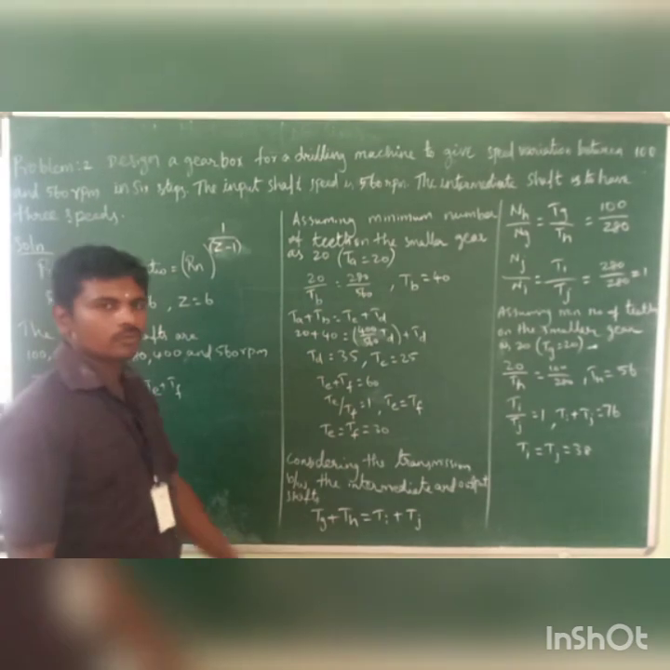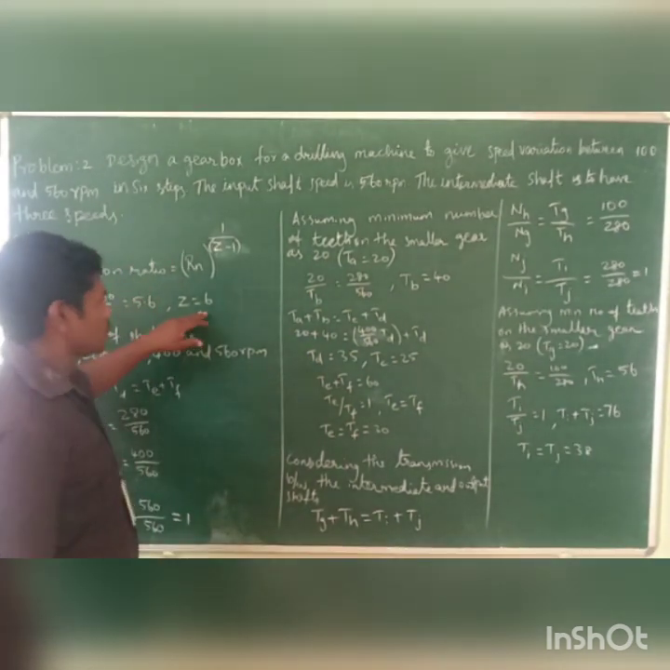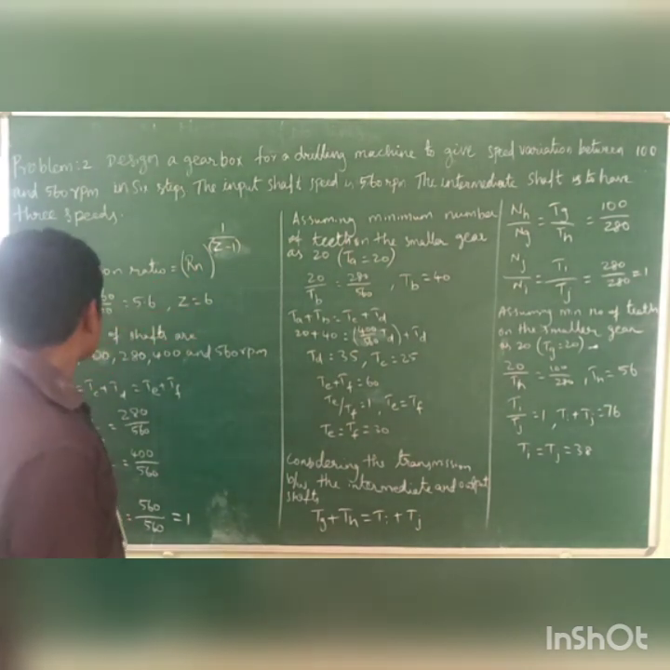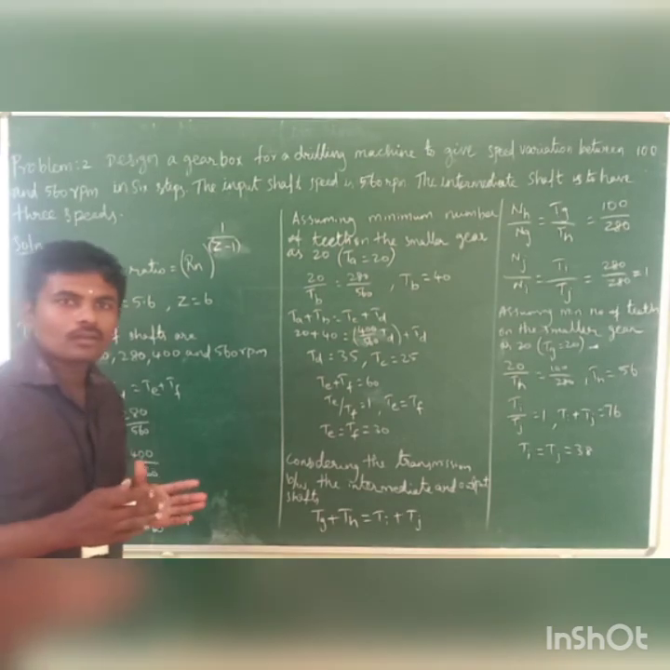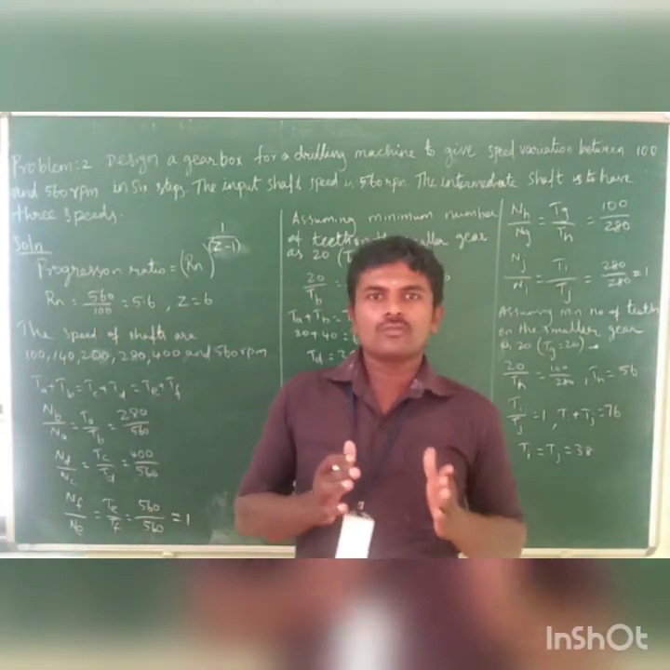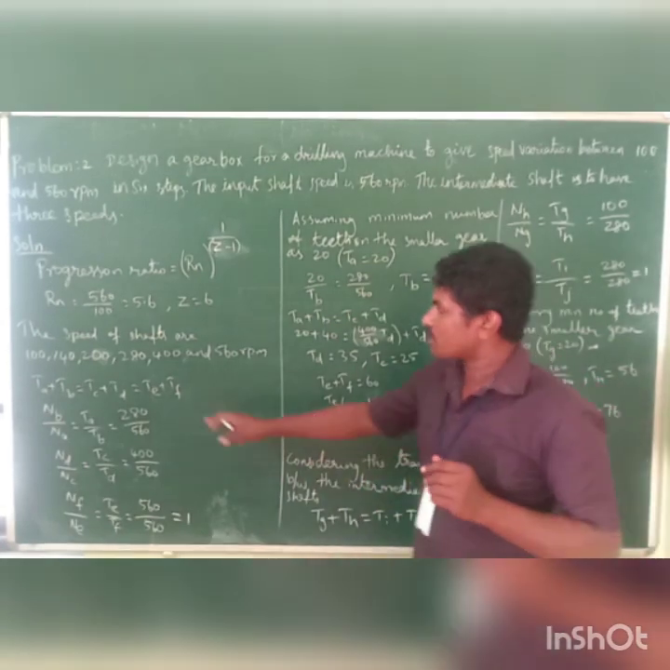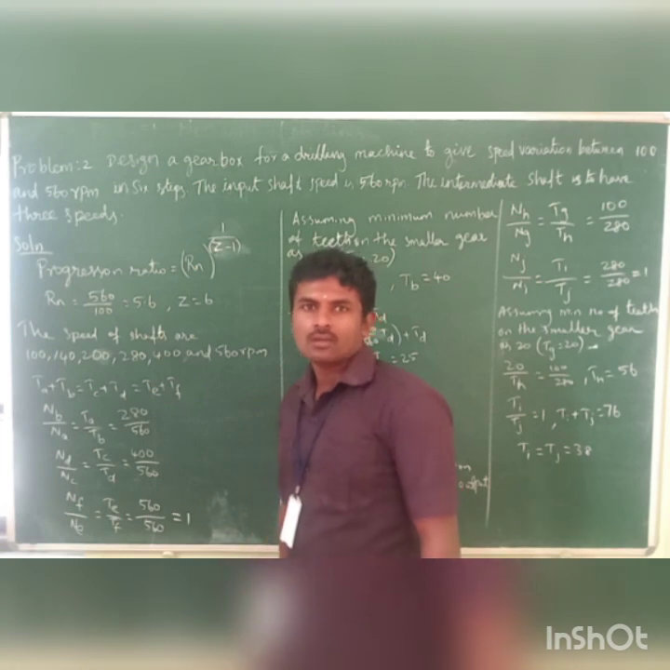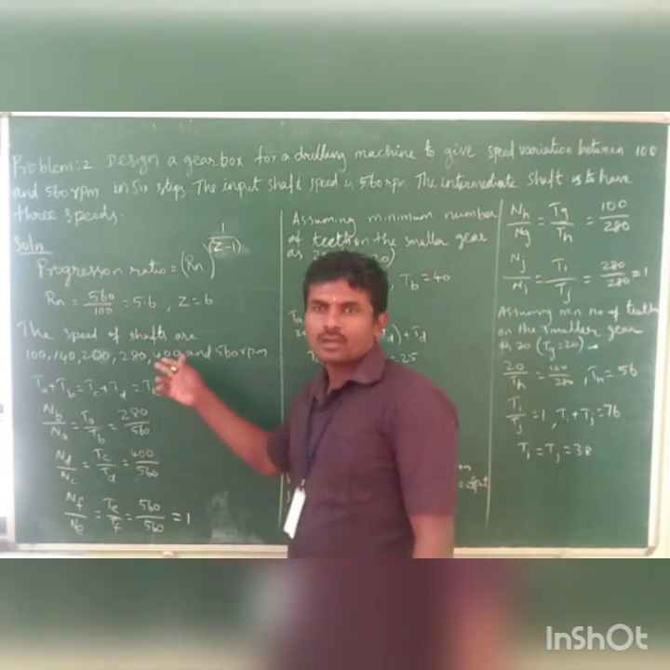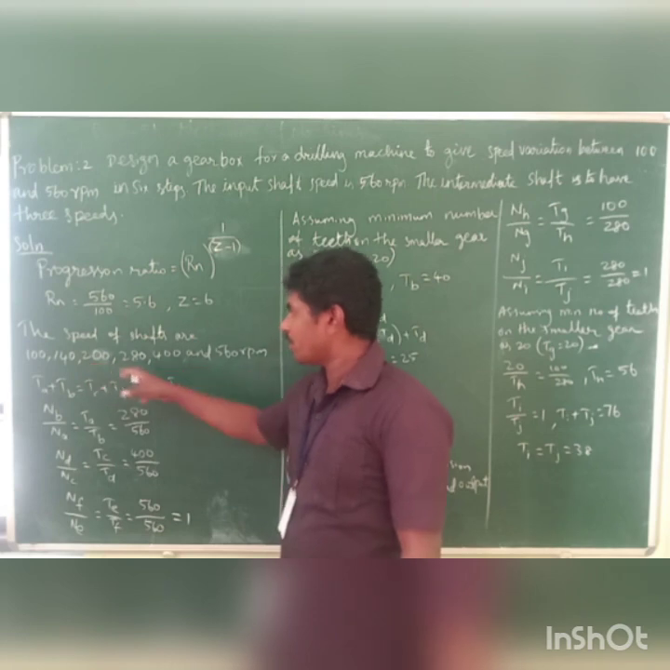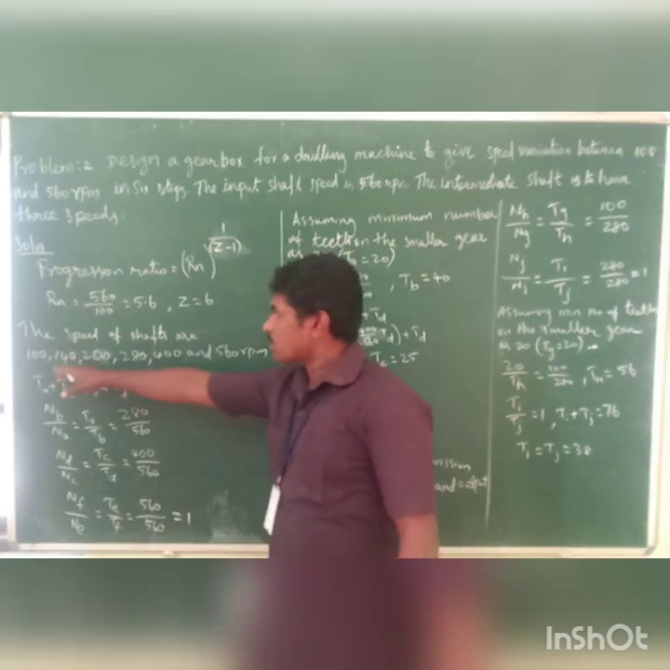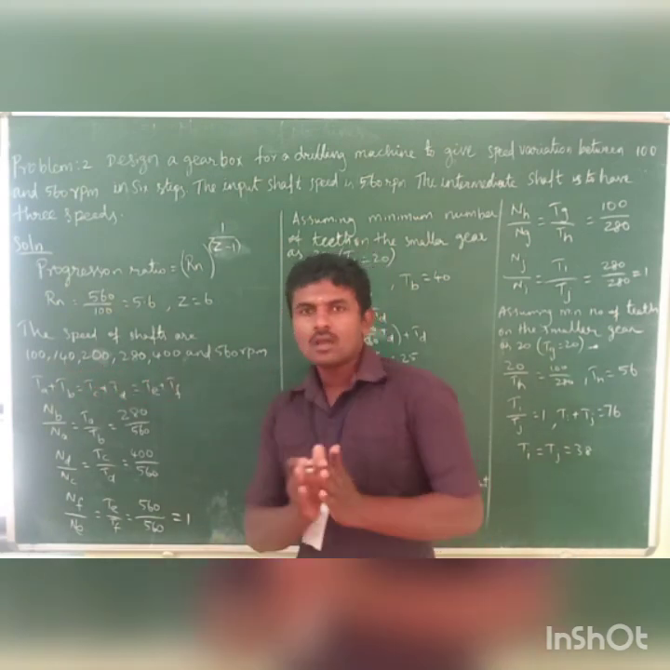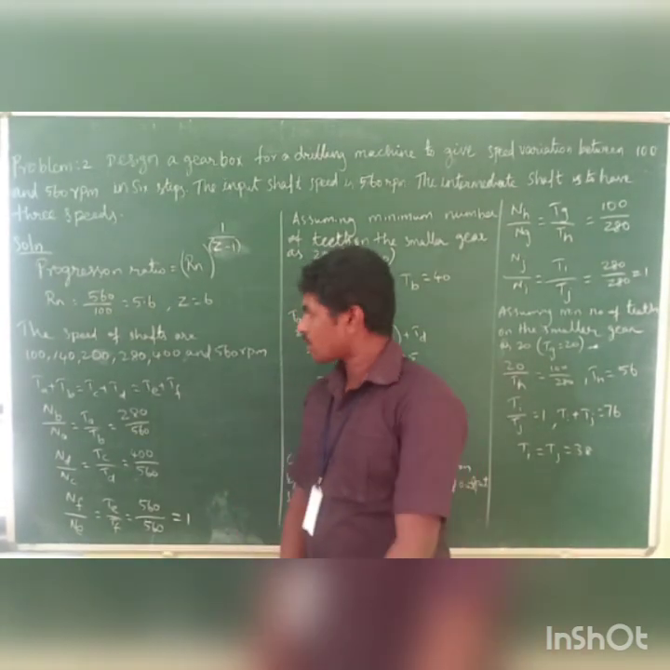And we already know the number of steps. So how many steps do we need? 6. So Z is equal to 6. We substitute those values and find the speeds for 6 steps. We divide the speeds with the help of the PSG data book. The speeds will be 100, 140, 200, 280, 400 and 560. These are the 6 steps speeds, right?